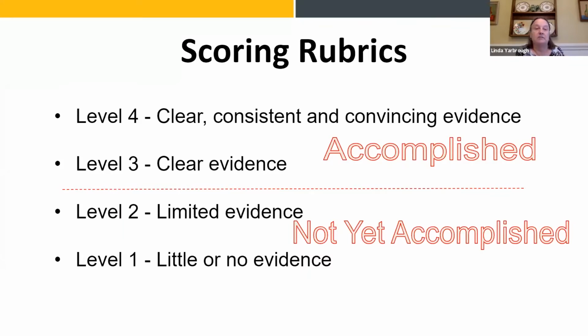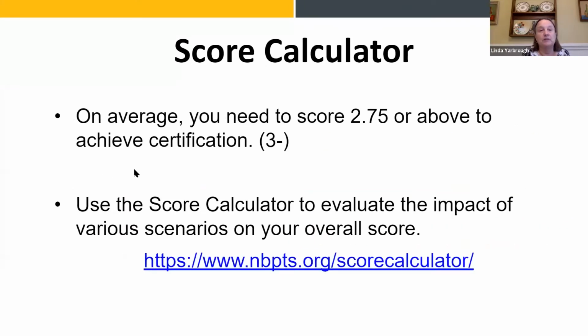That doesn't mean you have to have a 2.75 or above on every single component, because some may be higher than that and some might be lower, and it would all average out to be sufficient for you to achieve certification. But you certainly want to strive for the level 3 and 4 scores. You'll see when you look at the scoring rubrics that the bullet points for each level are about the same. What's different is the quantity and quality of evidence that are required for each of those bullet points to meet the level 3 or 4. As I mentioned, on average, you're going to need to achieve 2.75 or above, which is a 3 minus.